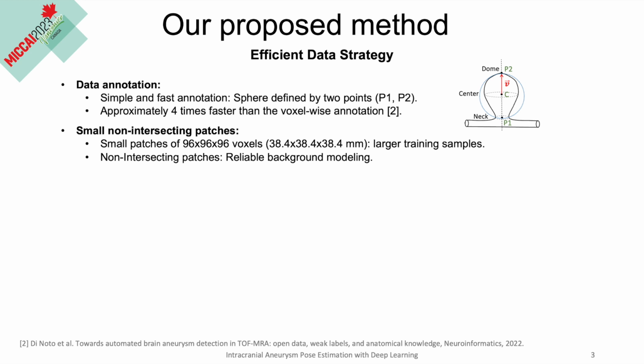After generating these aneurysm annotations, the next step is selecting training samples. We rely on small 96 by 96 by 96 voxel patches. These smaller patches allow us to extract multiple non-overlapping patches per patient, enhancing the creation of more extensive training sets and improving background modeling. Now the challenge is how to choose these patches within the overall patient volume.